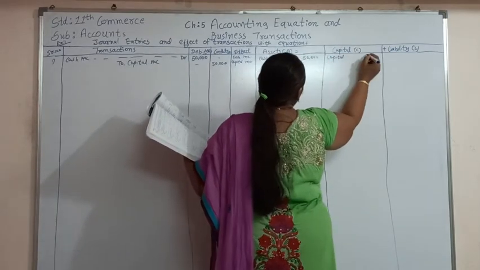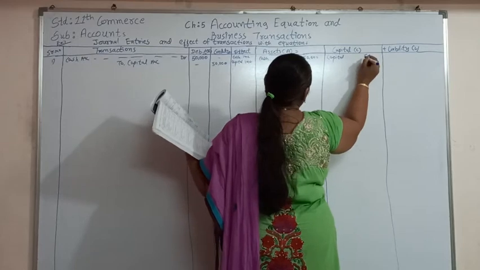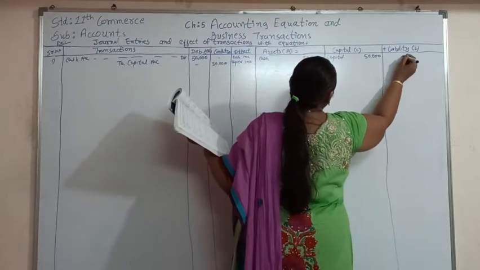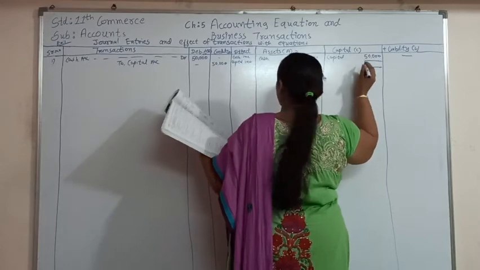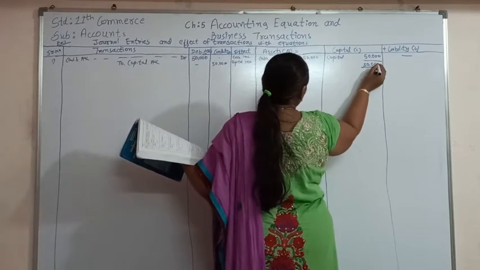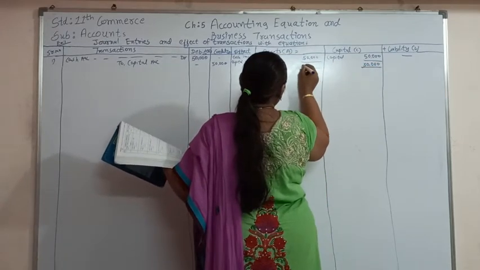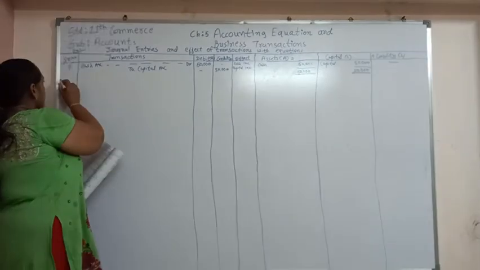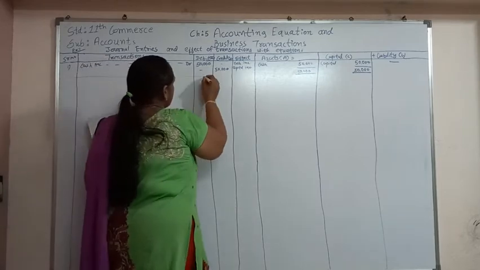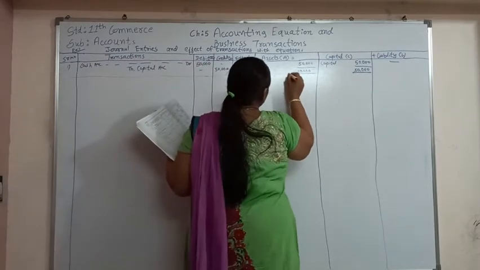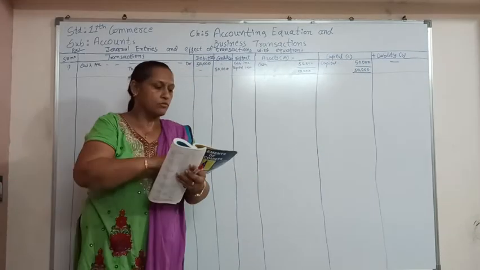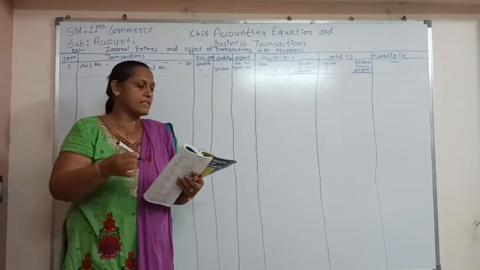So we write, as the very first thing, cash of rupees 50,000 and capital of rupees 50,000. Here we can see that A = C + L, and both sides' totals are equal, 50,000 and 50,000, which we can see from the transaction itself. So our transaction number 1 is finished. Now transaction number 2: furniture purchased for rupees 10,000.